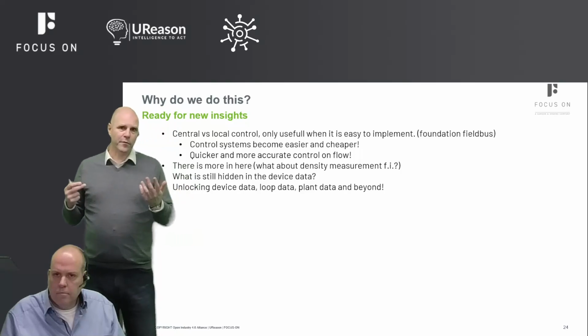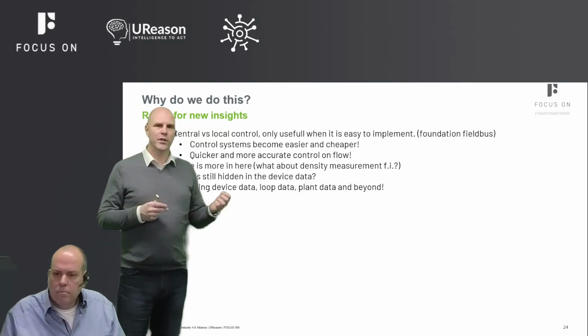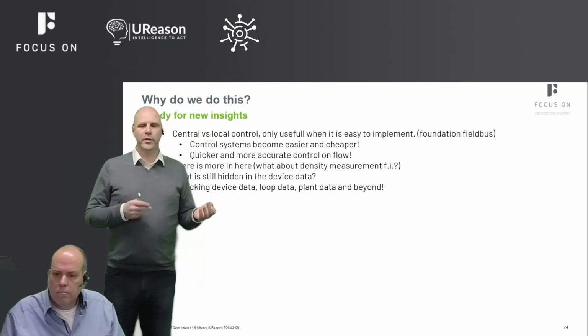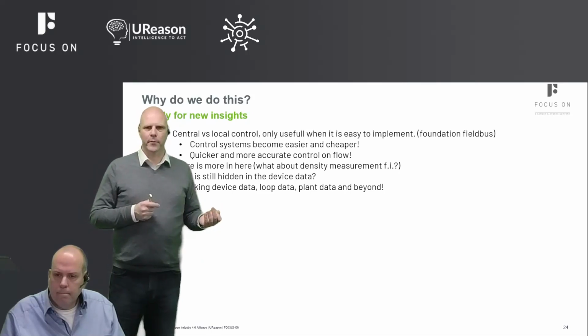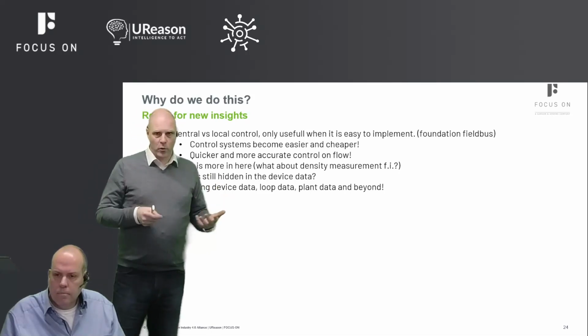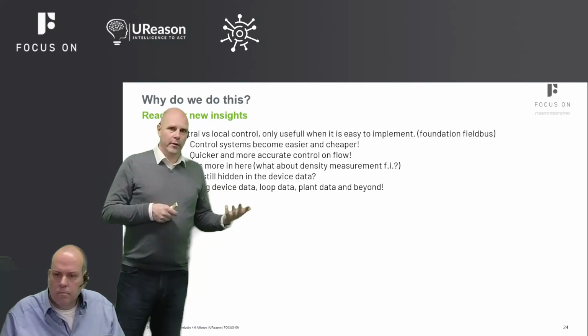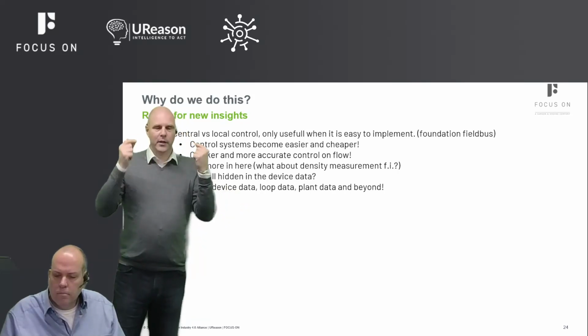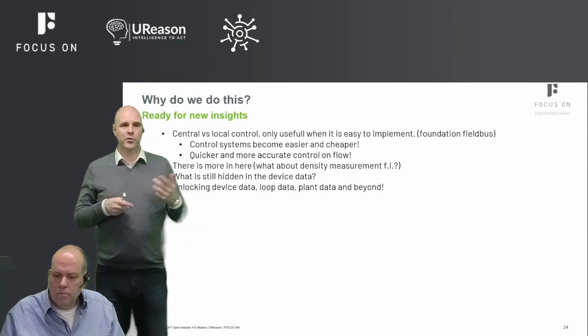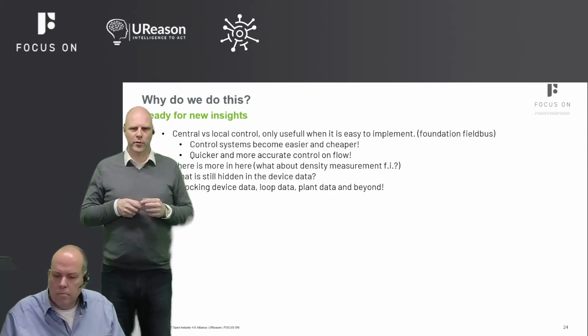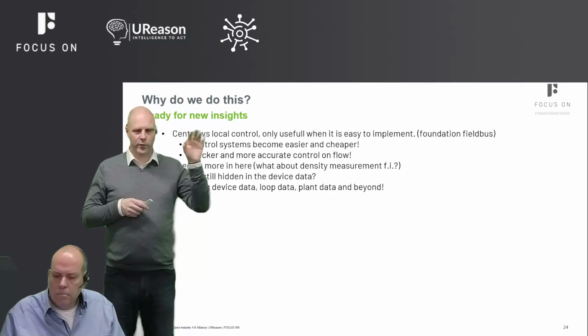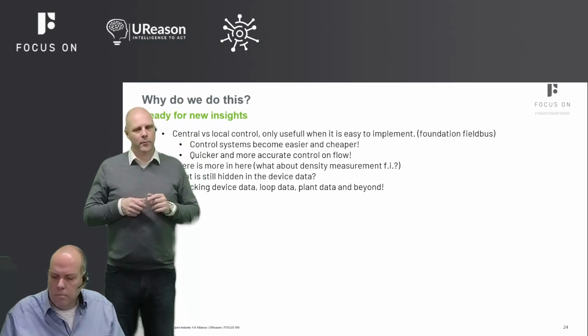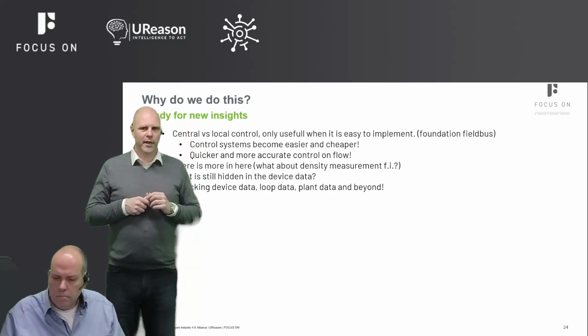And Foundation Fieldbus tried it so many years ago to have decentralized control, but it proved to be very, very difficult to implement. It was very difficult knowledge to understand. So your control systems can become quicker and easier and cheaper, but also more accurate. So you can start thinking differently on how to implement such devices into your process. But there is way more in there, and we're just skimming the surface of what's possible. Jules will show it to you a little bit later in the demo.